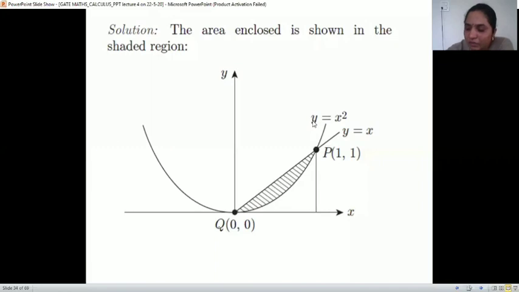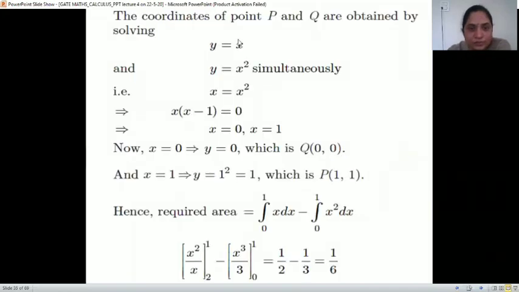we get x is equal to x square. That is x square minus x is 0. Taking x common, we get x into x minus 1 is 0. So either x is 0 or x is 1. When x is 0, y is also 0, and when x is 1, y is also 1. So (0, 0) and (1, 1) are the two points of intersection.